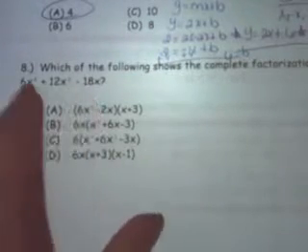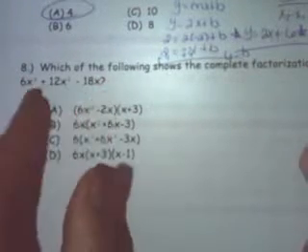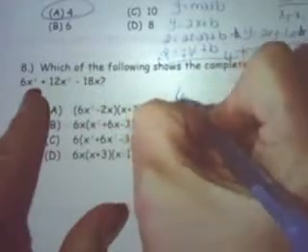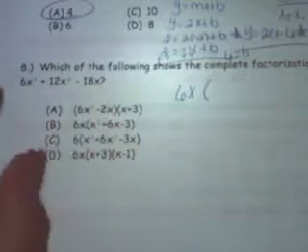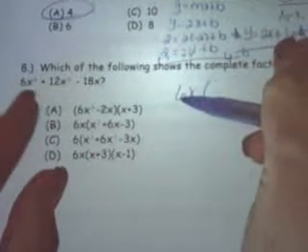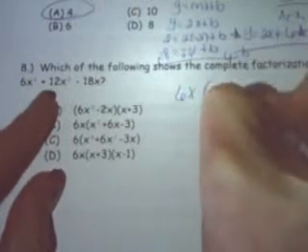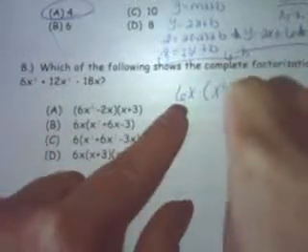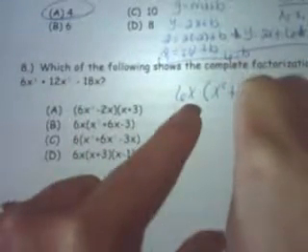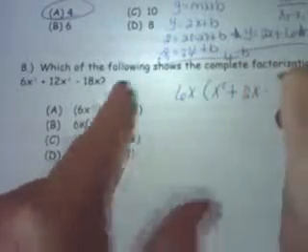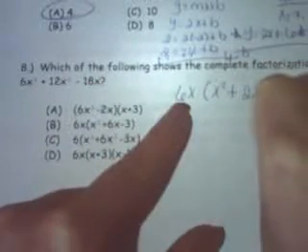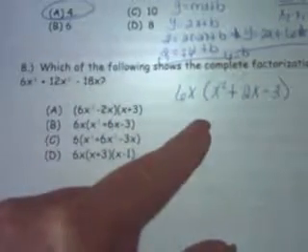Okay, which of the following shows the complete factorization of this trinomial? We can remember in previous lessons, the first thing you have to look for is the greatest common factor. I can see I can factor out a 6 and an x. Everything else goes inside parentheses. 6 divided by 6 is 1. X cubed divided by x leaves me with x squared. Plus 12 divided by 6 is 2. X squared divided by x is x. Minus 18 divided by 6 is 3. And we've already factored out the x.